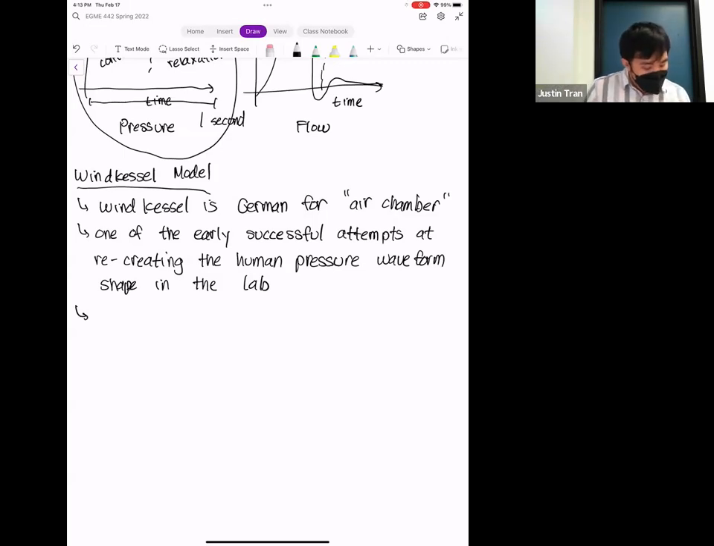In other words, they observed certain features of the pressure waveform inside humans that they wanted to replicate in the lab. One key feature that they wanted to replicate for sure is the fact that the pressure waveform never goes down to zero.